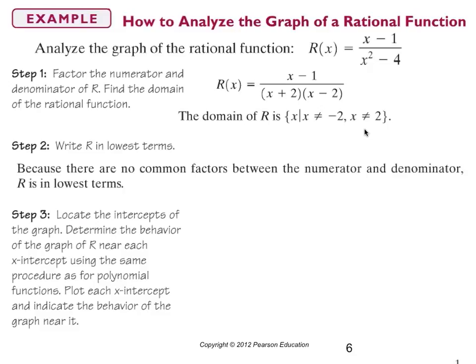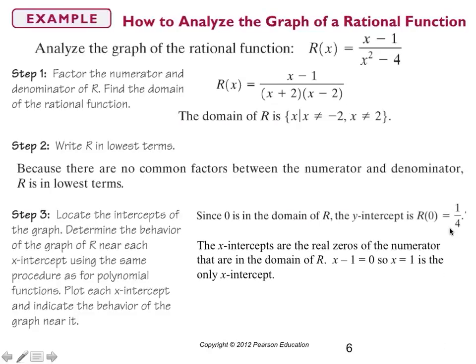Step 3 is to locate the intercepts of the graph, determine the behavior of the graph near each x-intercept using the same procedure as for the polynomial functions, plot each x-intercept, and indicate the behavior of the graph near it. Since 0 is in the domain of r, the y-intercept is going to be r of 0. If we plug 0 in for x, we get -1 divided by 0 plus 2, which is 2, times 0 minus 2, which is -4. So we have -1 over -4, which is positive 1/4.